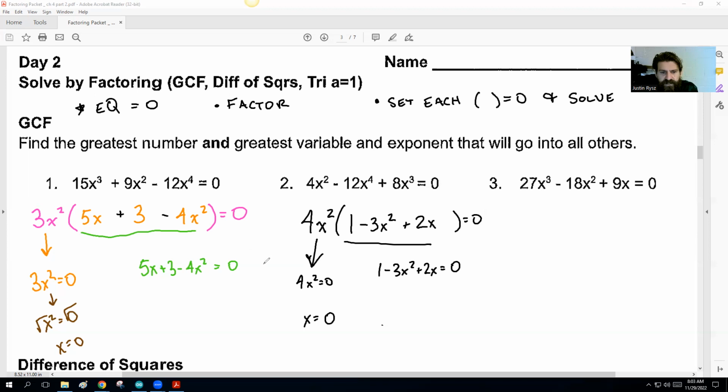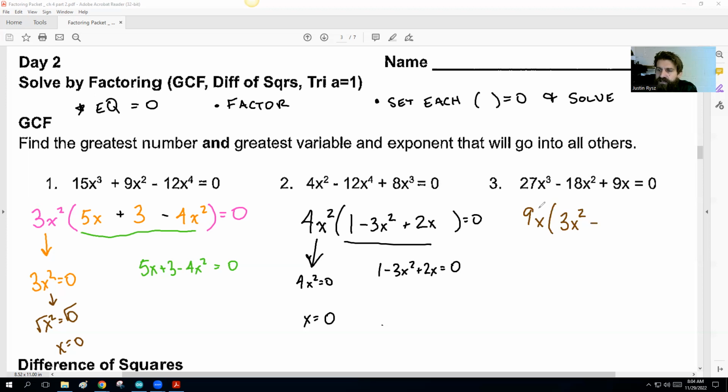All right, the next one here. I don't think we could do this one. All right, this one here. Let's keep this going. What can we divide 27, 18, and 9 all by? We can divide them all by 9. They all have at least one x. If we divide by 9, 27 divided by 9 is 3. X cubed goes down to x squared.